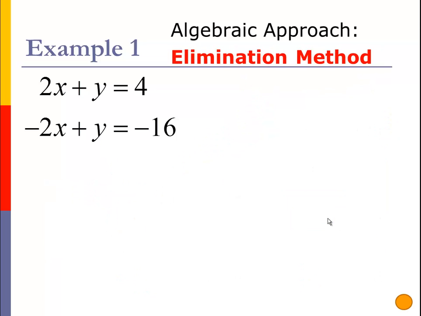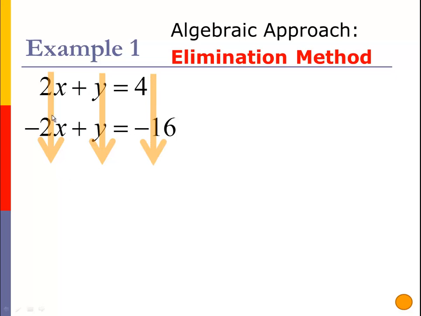A second approach that we have algebraically is the elimination method. Okay, now this is a little bit different. What we're going to do is we're going to combine the two equations together to eliminate one of the variables. So we're going to work vertically here. I'm going to add these two equations together. I'm going to add the x's together, combine the y's together and combine the numbers together.